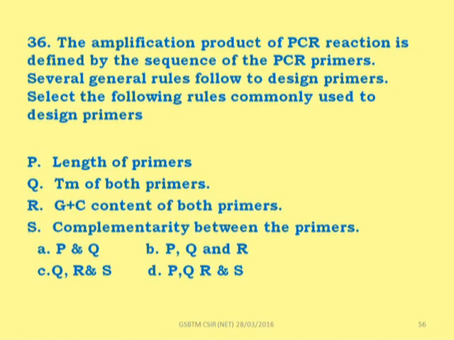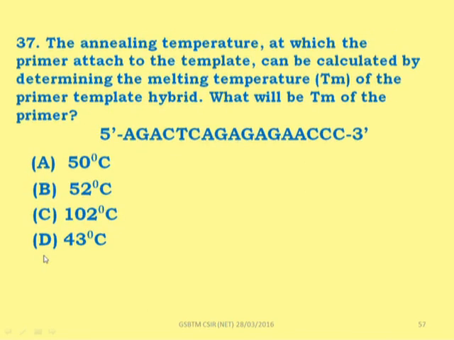Next one, amplification product of PCR, here all four can be considered. Length of primer, Tm, GC content, and these all are true. P, Q, R, S, all are true. Next one, this one is the last one.